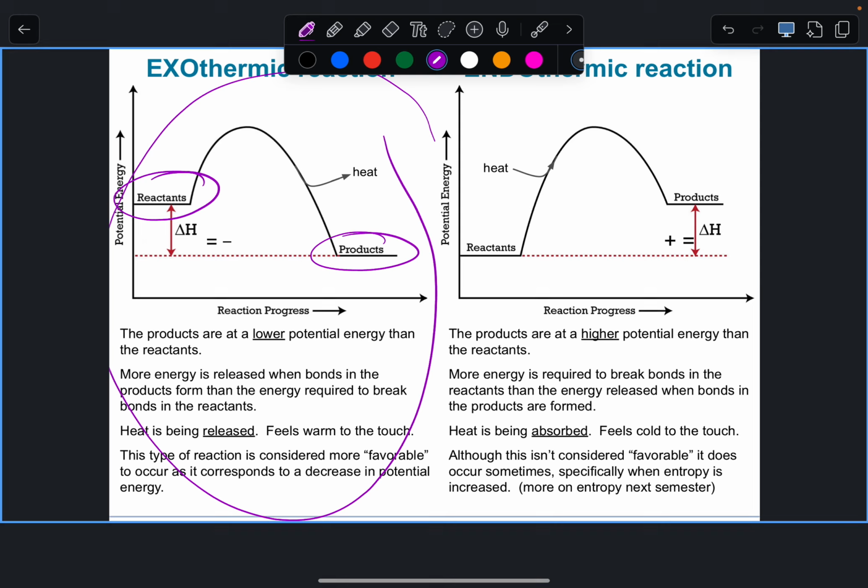Well, there's more to the story. There's another component to why chemical reactions happen. It's called entropy: enthalpy and entropy. It's another part of the story that we're not going to talk about. But just know that this is the more favorable type of chemical reaction, where energy is released because it's going down in potential energy, okay?